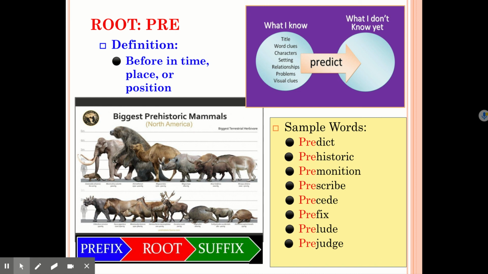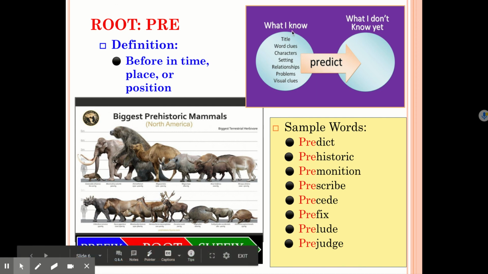And then a prelude is a smaller event that takes place before a bigger or more important event. So, for example, you might have a big concert, but then there might be some kind of smaller event that happens before that, and that would be a prelude. And then prejudge is to form an opinion about someone or something before you actually know or are given all of the facts. And that usually happens a lot maybe based on someone's appearance or maybe even their name if you can't see what they look like. Okay, so pre meaning before in time, place, or position. And those are all of the roots for list number 14.